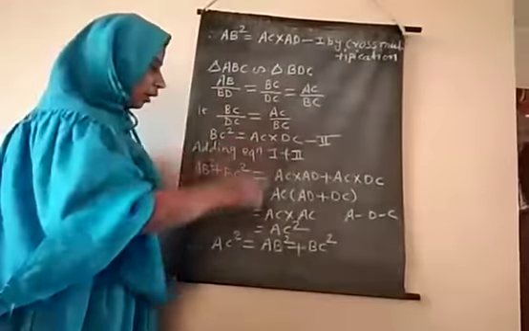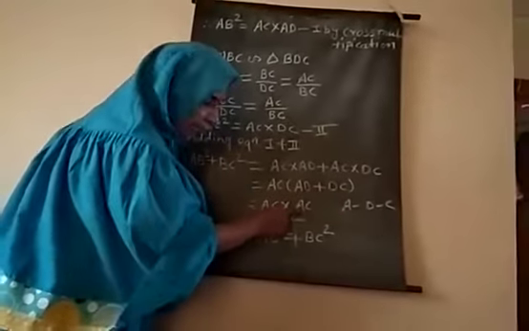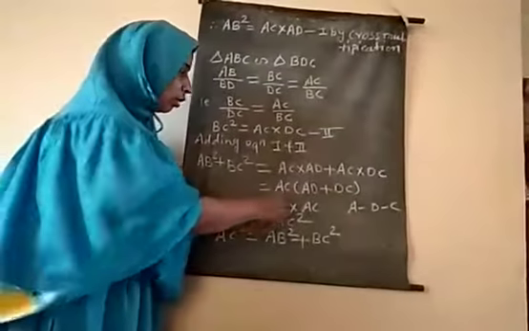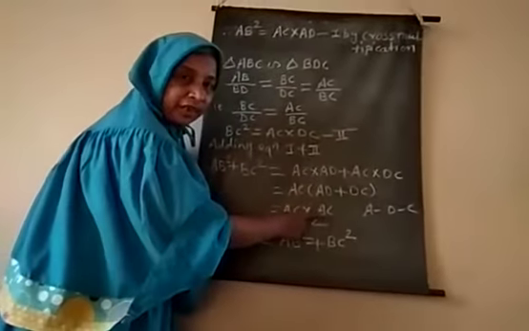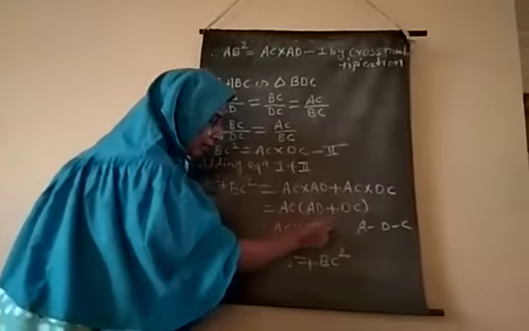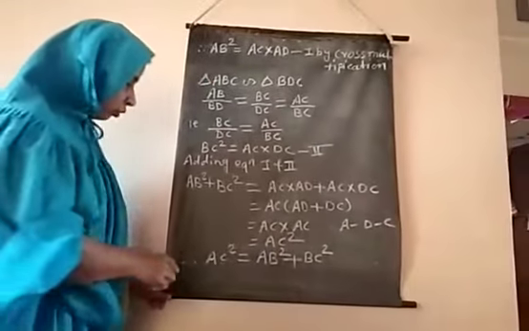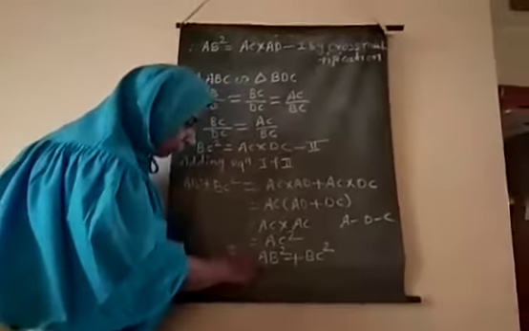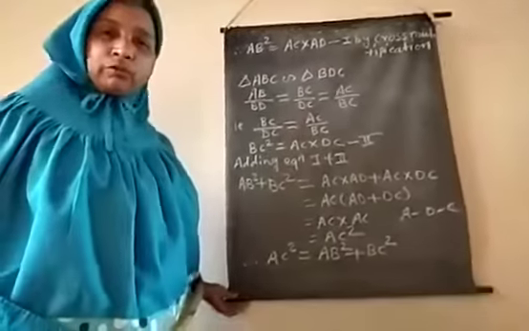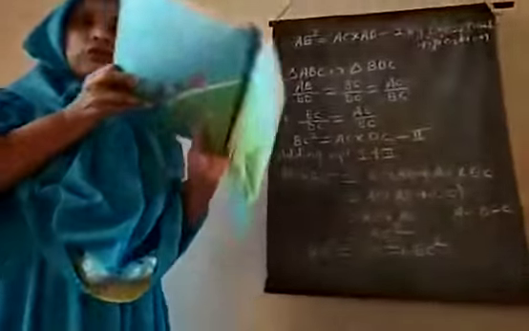Now look at the figure. If we add these two segments AD and DC, the total segment AC is formed. This means D is between A and C. Therefore, AD plus DC is equal to AC. Therefore, AC remains as it is, plus the bracket answer is also AC. So AC into AC product is AC square. Therefore, AC square is equal to AB square plus BC square. Pythagoras theorem is proved.